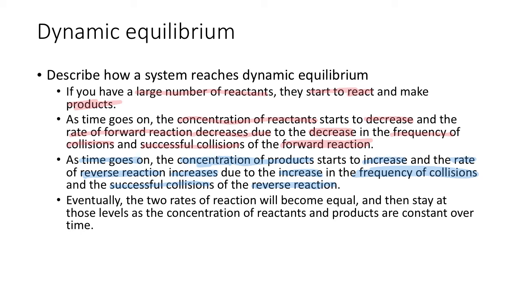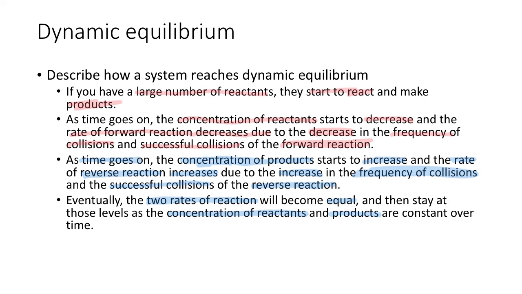So at that point, because the forward reaction rate is decreasing and the reverse reaction rate is increasing, eventually the two rates of reaction will become equal, okay? Because the forward is dropping down and the reverse is going up. And then they stay at those levels as the concentration of reactants and products are constant over time. Why does the concentration of reactants and products stay constant? Because you don't have any more or less being produced, because you've got the same amount being produced and consumed.